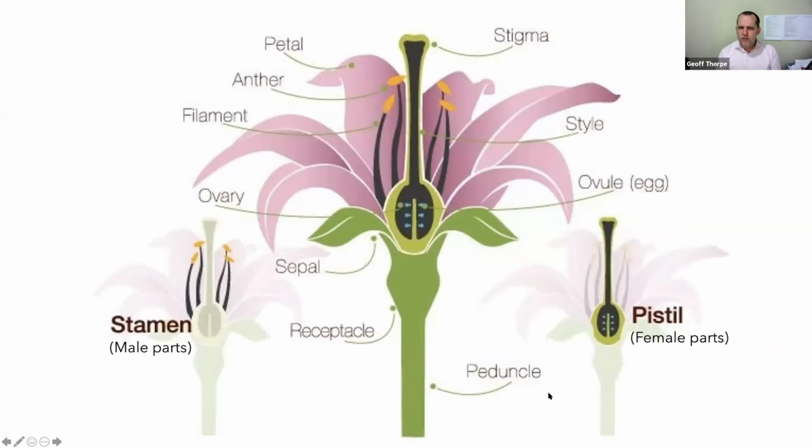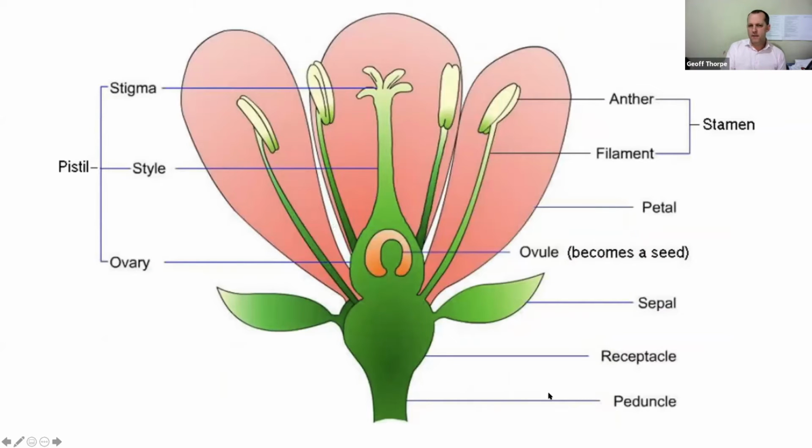So again, that's just showing you everything in a slightly different looking picture all in one screen, highlighting the male parts and female parts, or the stamen and the pistil, where each of the stamen and the pistil is made up of smaller parts. And again, just another picture you can pause on and look at.